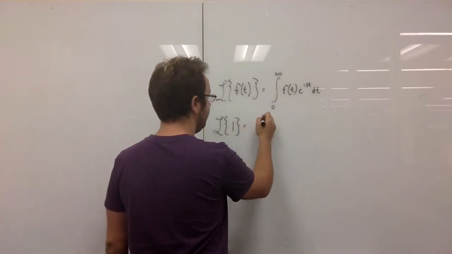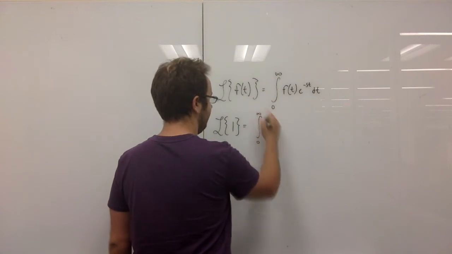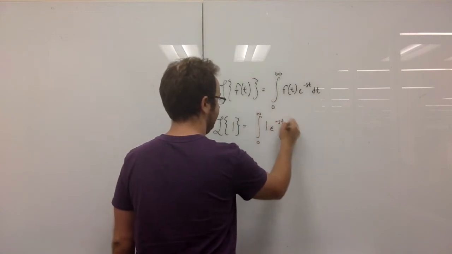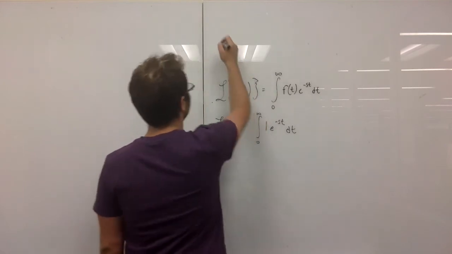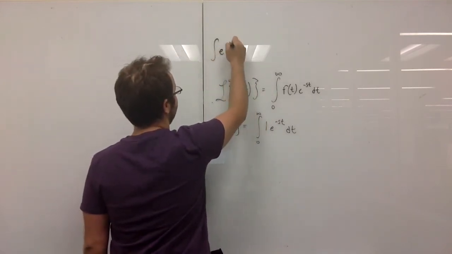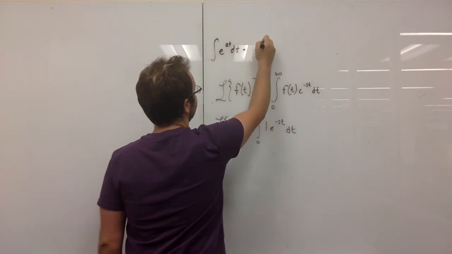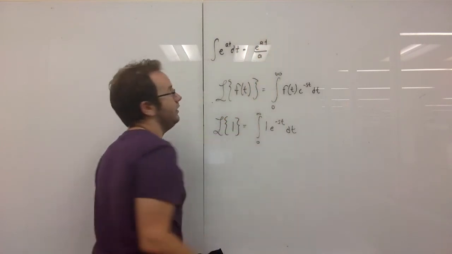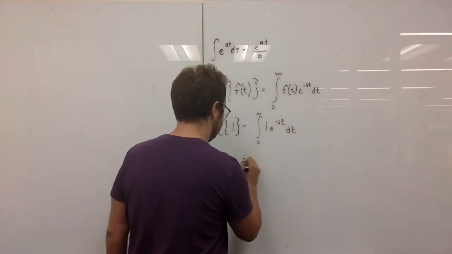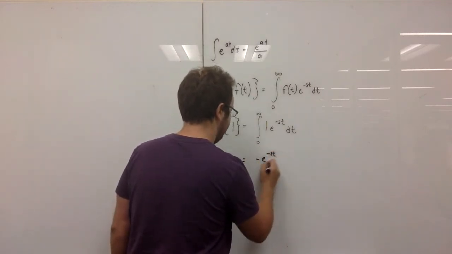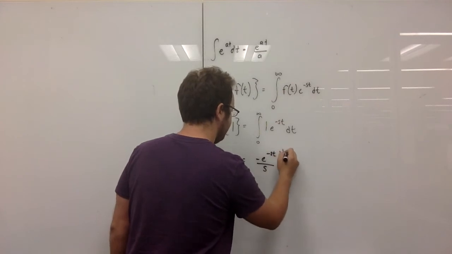So the Laplace transform of 1 merely means we're going to take the integral from 0 to infinity of 1 times e^(-st). What's the integral of e^(-st)? Remember, you're going to need this rule: the integral of e^(at) is e^(at)/a. Anytime you integrate e^(at), you divide by the coefficient of t. So the integral of e^(-st) would be -e^(-st)/s, and we're evaluating this from 0 to infinity.